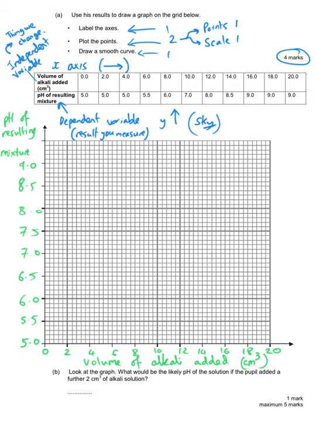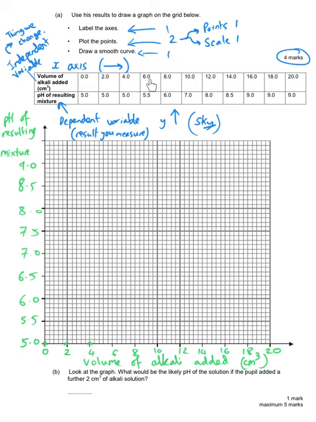So our first point is at 0 alkali, and a pH of 5. And so we put a little cross, do this in pencil for your own work, at 0 and then 5. And then the next reading is for 2 cm cubed has been added, and that is still 5. So 2 on the x-axis and 5 on the y-axis. And so we plot it like this. And then the next one is for 4 on the x-axis and 5 on the y-axis. And so that is still the same line along here.